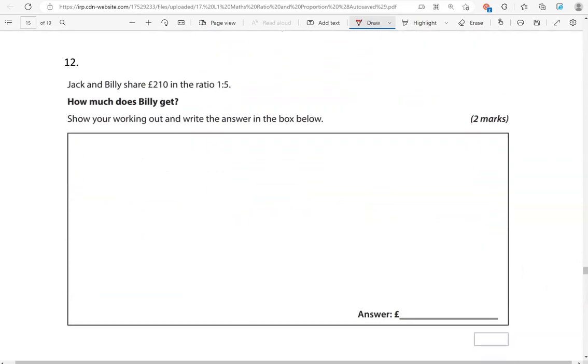Jack and Billy share £210 in the ratio 1 to 5. How much does Billy get? Show your working out and write the answer in the box below. So the ratio is 1 to 5. 1 is for Jack and 5 for Billy.